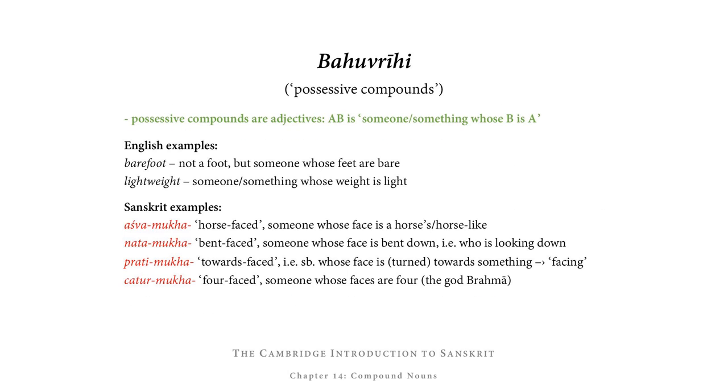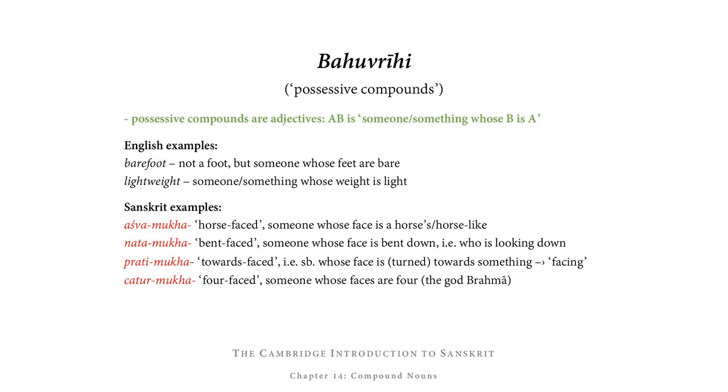Next up are bahuvrihis, or so-called possessive compounds. Possessive compounds are all adjectives. A bahuvrihi consisting of the members A, B has the meaning someone or something whose B is A. Rather abstract, so let's look at a couple of examples.